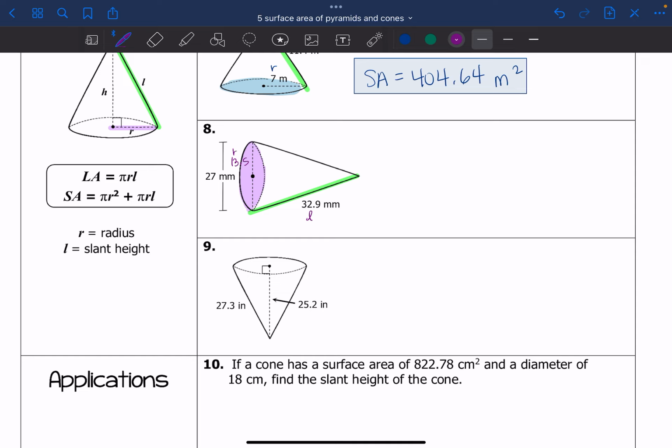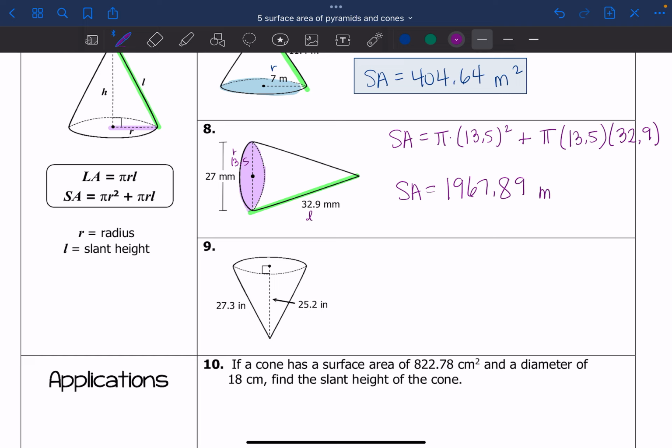Okay, and then now just start plugging in pi times radius squared, so 13.5 squared, plus the area of our base. So we're going to have pi times radius, 13.5, times our slant height, 32.9. Okay, into the calculator all at once. Round to the nearest hundredth if you need to. Okay, so I get a big number. I get 1,967.89. And this one they are measuring in millimeters.